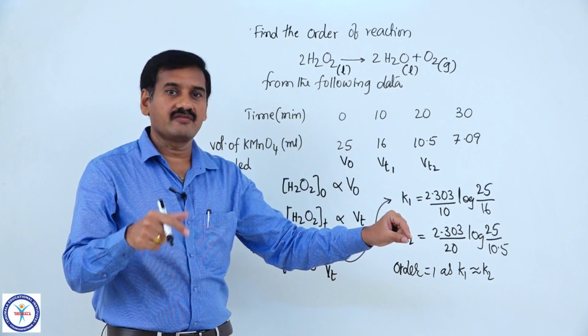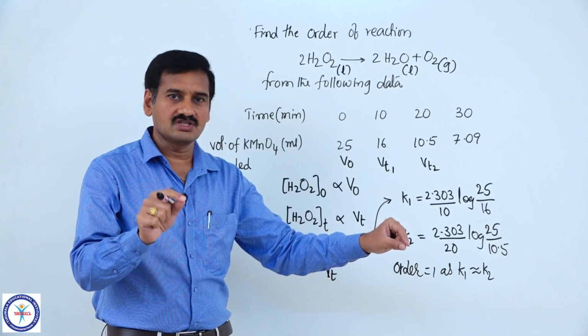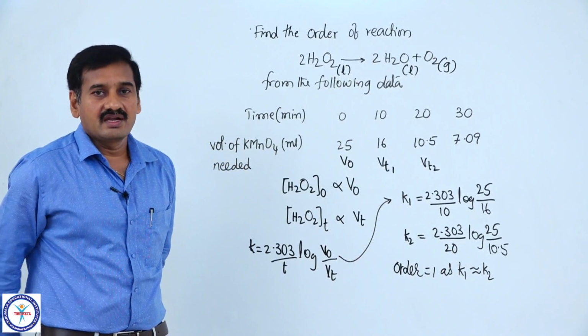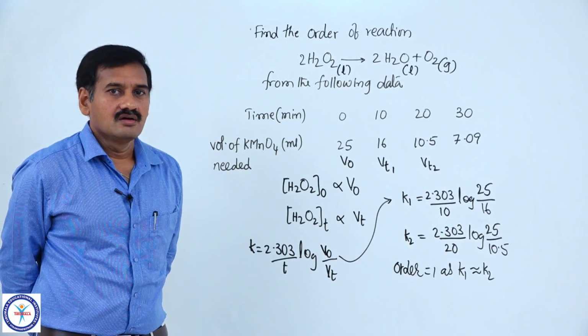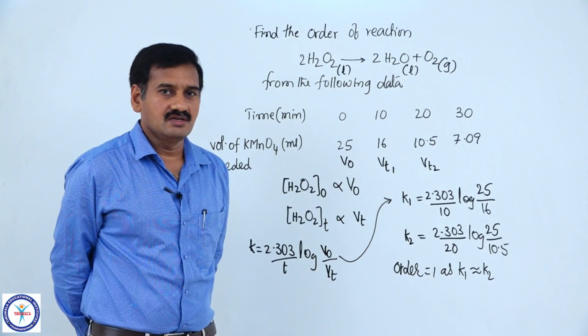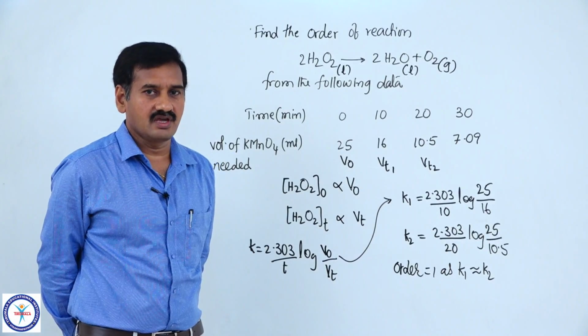So, what is the time required for that? The time required for complete dissociation of hydrogen peroxide will be taken as infinity time. So, at infinite time, we have to assume that hydrogen peroxide is completely dissociated. So, the volume of oxygen, or number of moles of oxygen, is to be calculated.